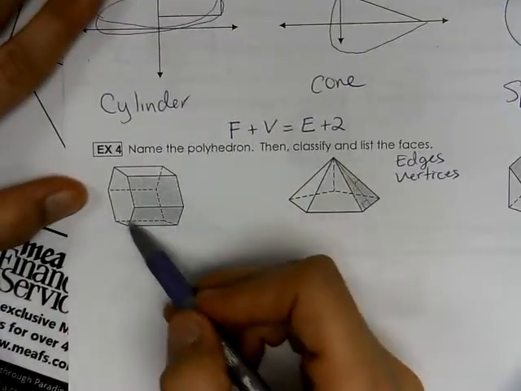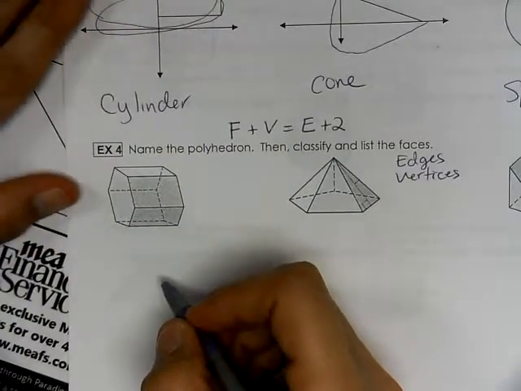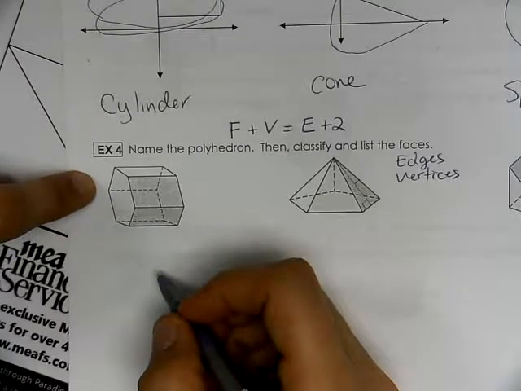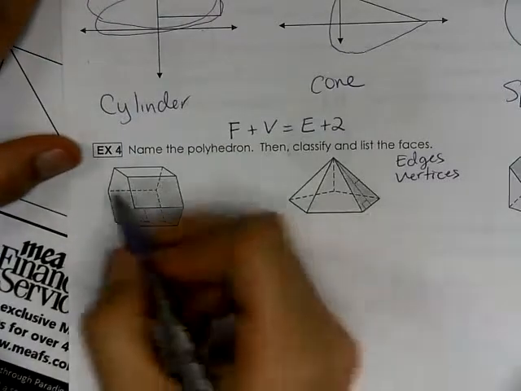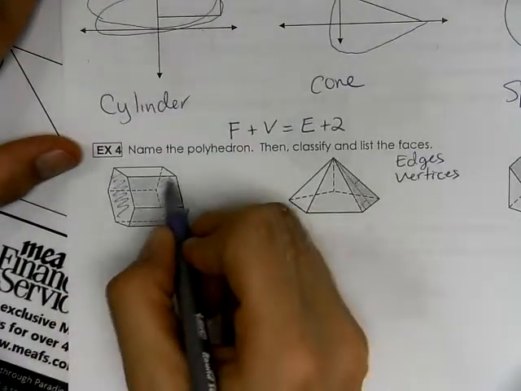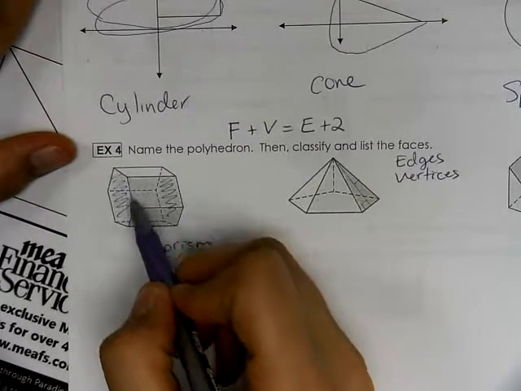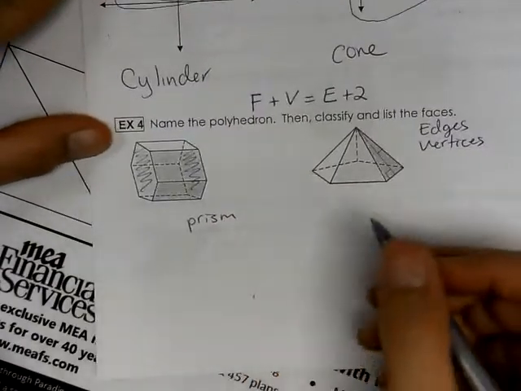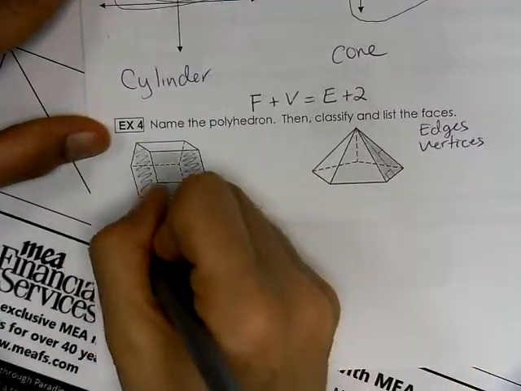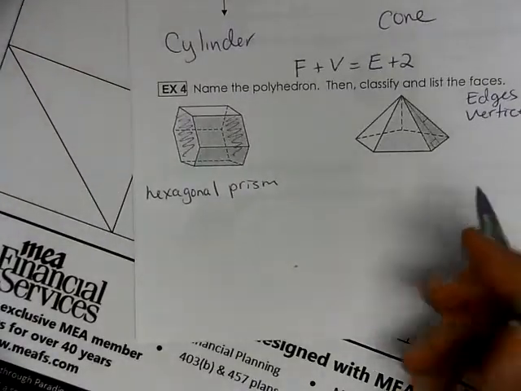So what do you think this figure is called? Is it a prism or a pyramid? It's a prism. What's the base? What's this guy and this guy? How many sides? 1, 2, 3, 4, 5, 6. What's a 6-sided figure called? This is a hexagonal prism. So let's count.